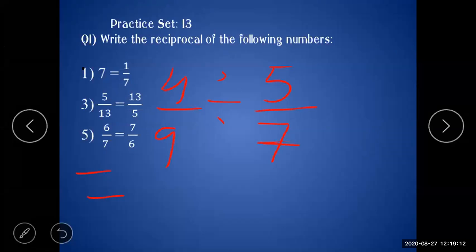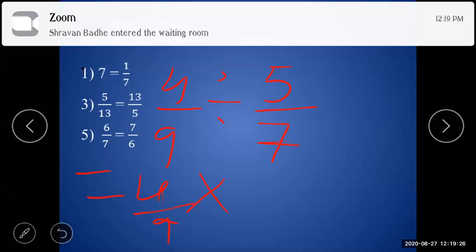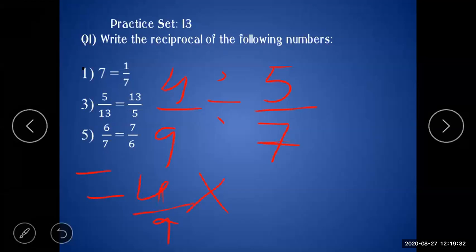So what you have to do in this sum: first you write 4 upon 9 as it is, and this division will convert into multiplication. For division, don't get confused with multiplication. Multiplication you write as it is and solve it. But for division in fractions, the division will convert into multiplication. As we convert the division into multiplication, the second term will be the reciprocal. So it becomes 7 upon 5.